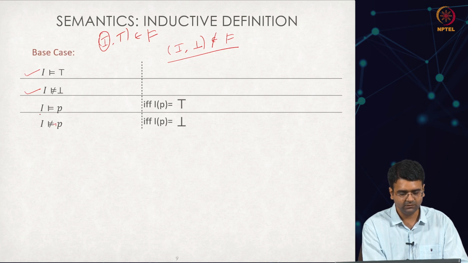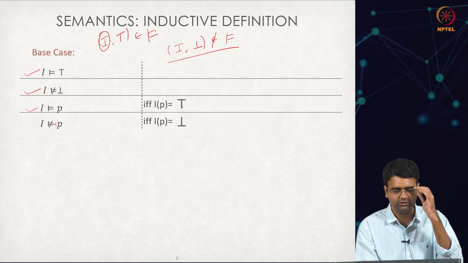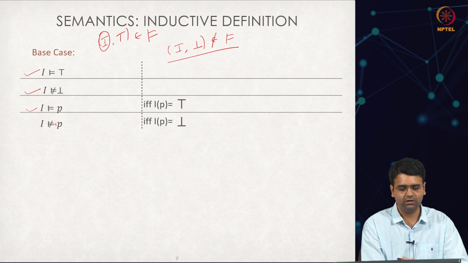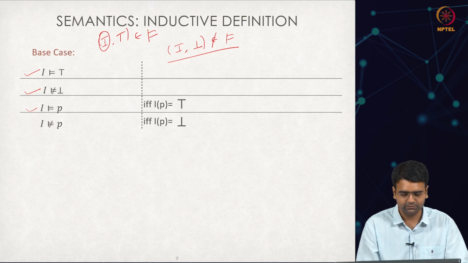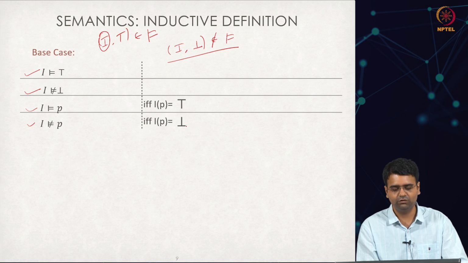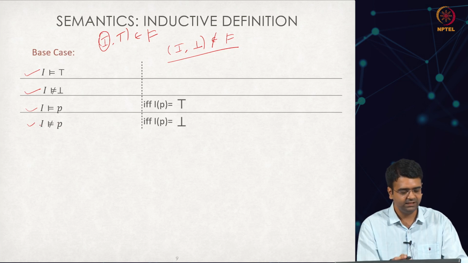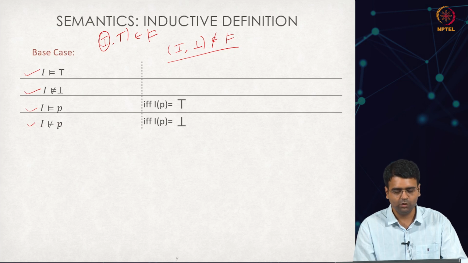The third one says that if I of P evaluates to true, which means that P is assigned the truth value true, then I is a model of P. The fourth one says that if I of P evaluates to false, then I is not a model of P. So these are the 4 base cases. Let's now move on to the inductive cases.